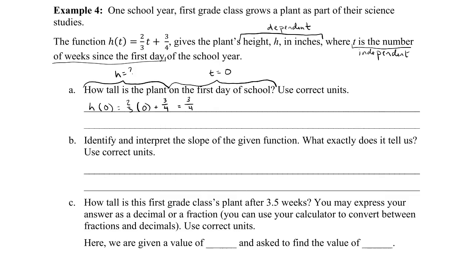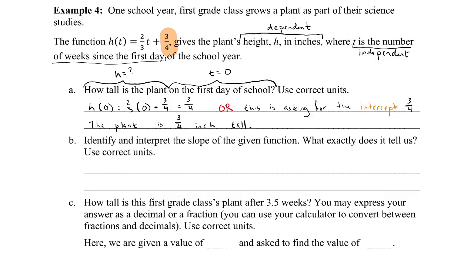Or we can notice that this is asking for the starting value. So we can notice that this is asking us for the intercept, which we can see in the equation is 3/4. Either way, the answer to how tall is the plant is 3/4 inch tall. So on the first day of school, the plant was 3/4 of an inch tall.